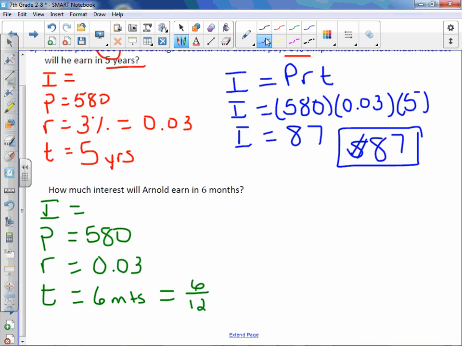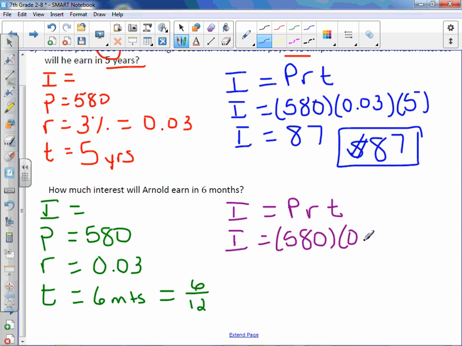Now let's solve it. Make sure you're writing the formula every time. If you write it every time, you will memorize it. I equals PRT. I equals 580 times 0.03 times 6 over 12. We need to multiply them together.